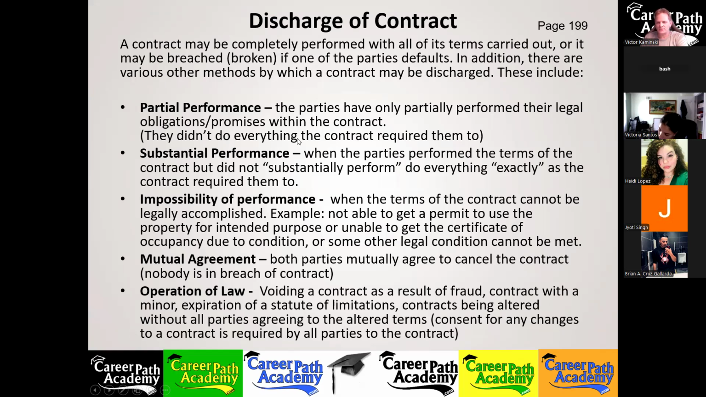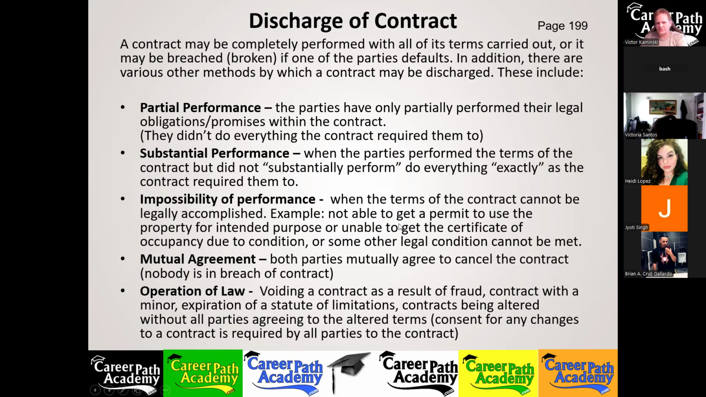Partial performance. That's when the parties only partially perform their legal obligations, the promises within the contract. So they didn't do everything the contract required them to do. They've only partially performed. Substantial performance, when the parties performed all the terms of the contract, but they didn't do everything exactly as the contract required them to.